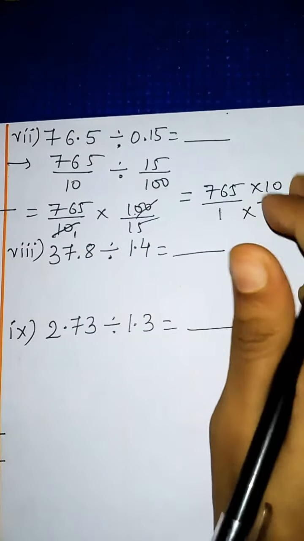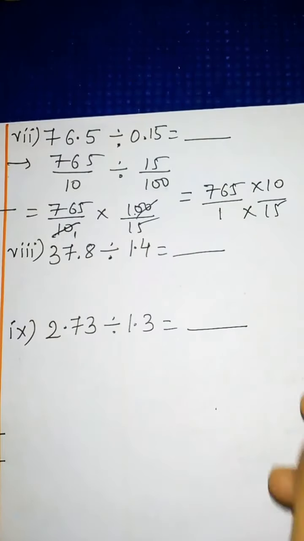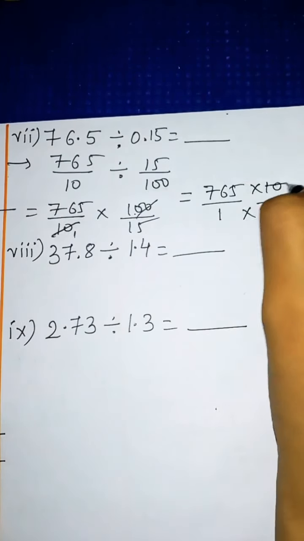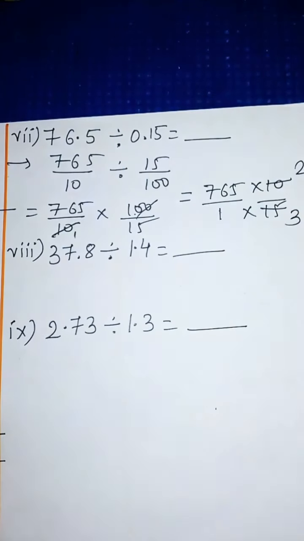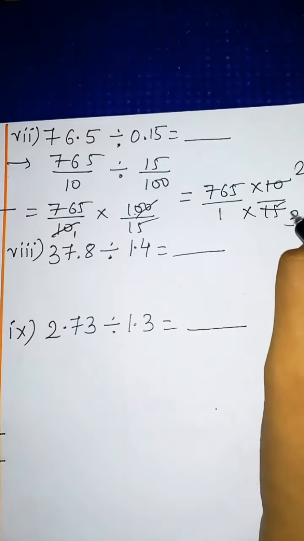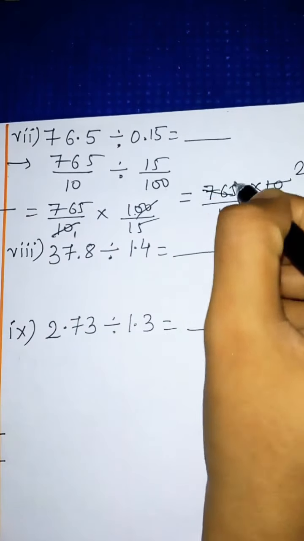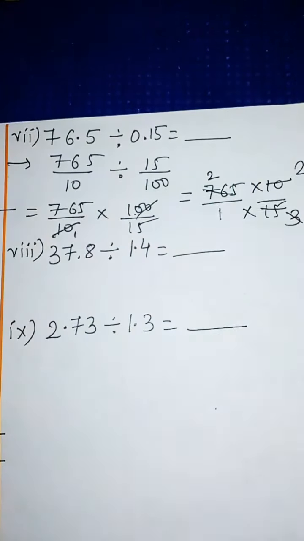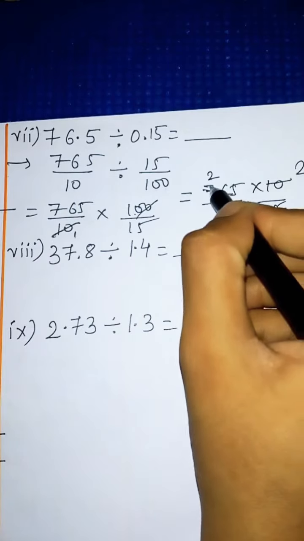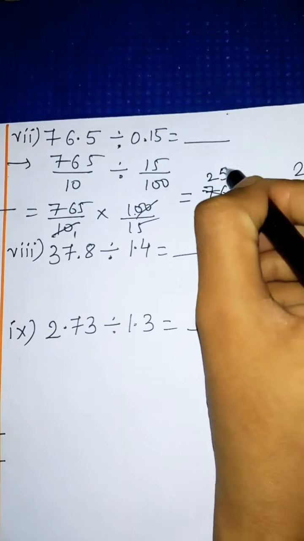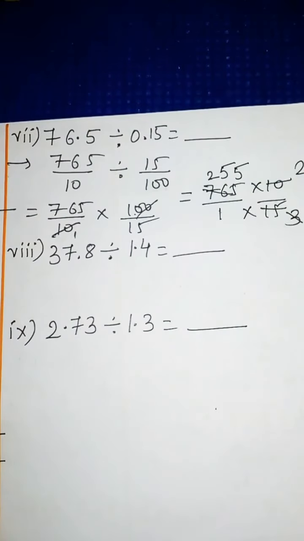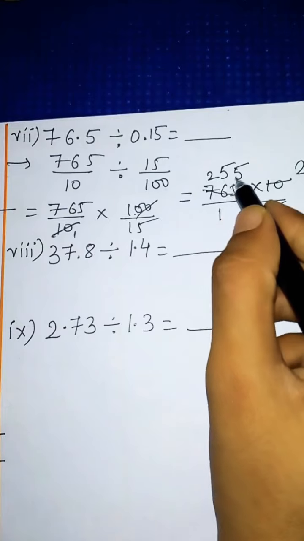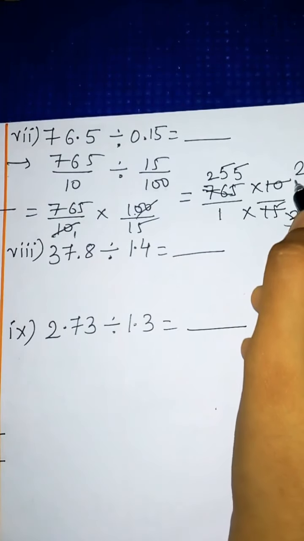Now 15 and 10 both are coming in the table of 5. So 5 3s are 15 and 5 2s are 10. Again 3 and 765, cancellation is possible. So 3 1s are 3, 3 2s are 6, 1 left. So 16, we will take 3 5s are 15. Again 1 left, so again 5s are. So after cancellation, what is left with us? 255 into 2.